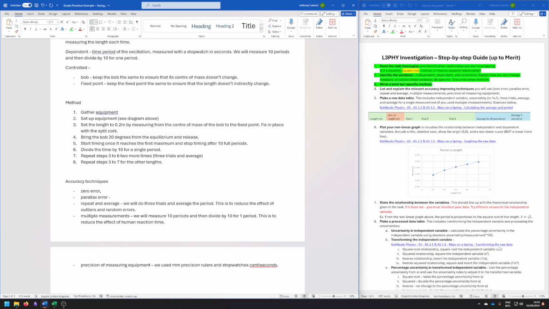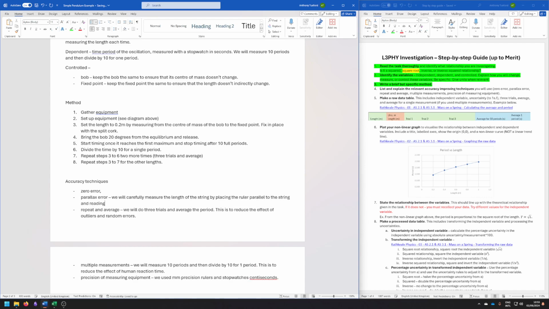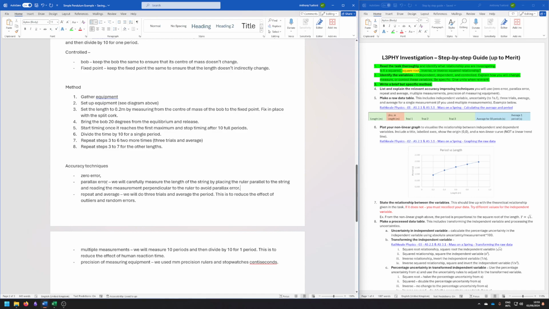Parallax error, we will carefully measure the length of the string by placing the ruler parallel to the string and reading the measurement perpendicular to the ruler to avoid parallax error. Right, so parallax error is when you take the measurement and you're looking at it from a different angle to give you an incorrect measurement. So of course that's something easy that we can reduce.